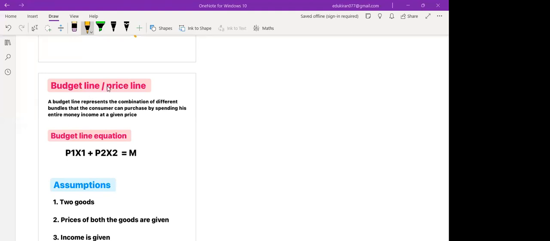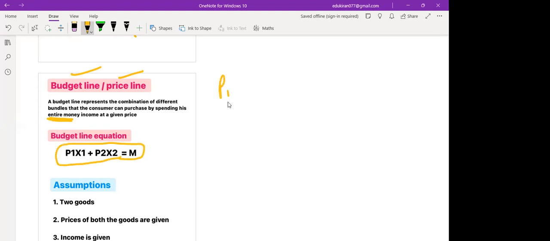Now let us come to the new concept, budget line or the price line. Either you can say budget line or price line. So a budget line represents a combination of different bundles that the consumer can purchase by spending his entire money. Right? You don't have to save some money. You have to use your entire income and the given price. Right? So you can see this one.